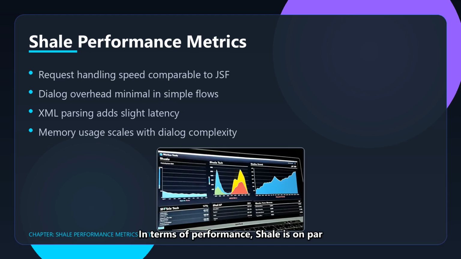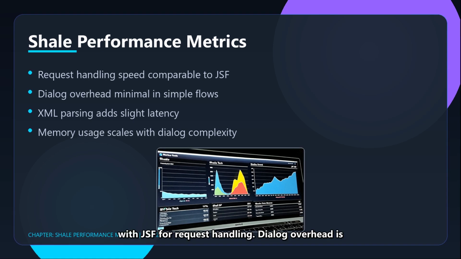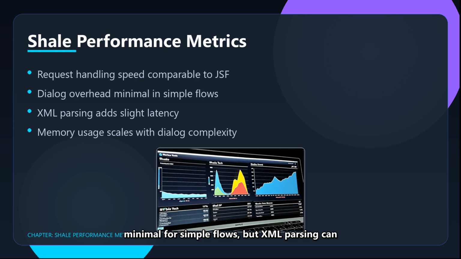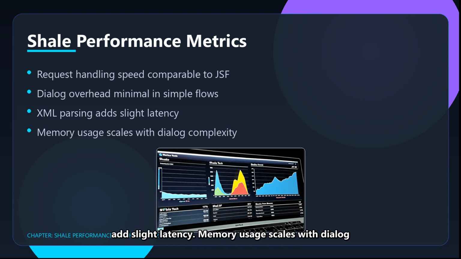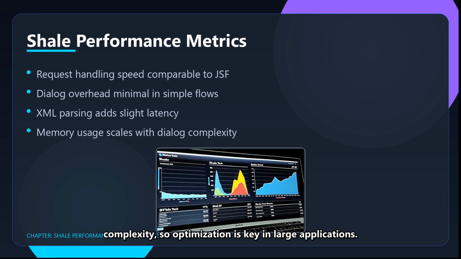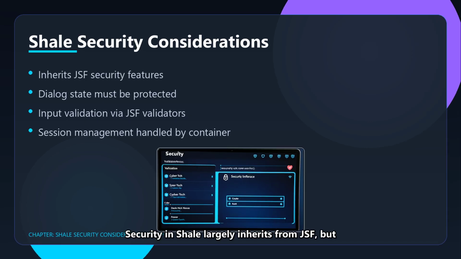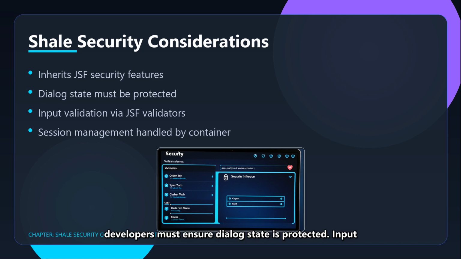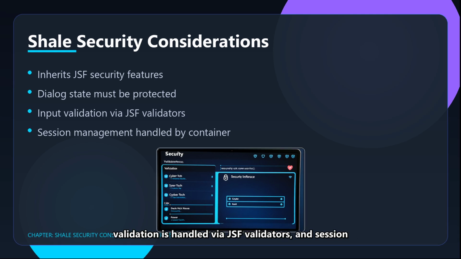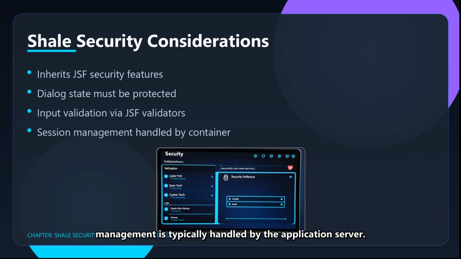In terms of performance, Shale is on par with JSF for request handling. Dialog overhead is minimal for simple flows, but XML parsing can add slight latency. Memory usage scales with dialog complexity, so optimization is key in large applications. Security in Shale largely inherits from JSF, but developers must ensure dialog state is protected. Input validation is handled via JSF validators, and session management is typically handled by the application server.